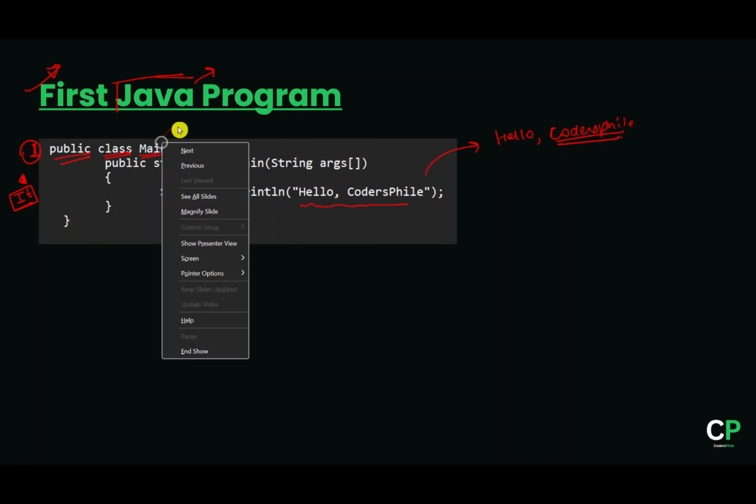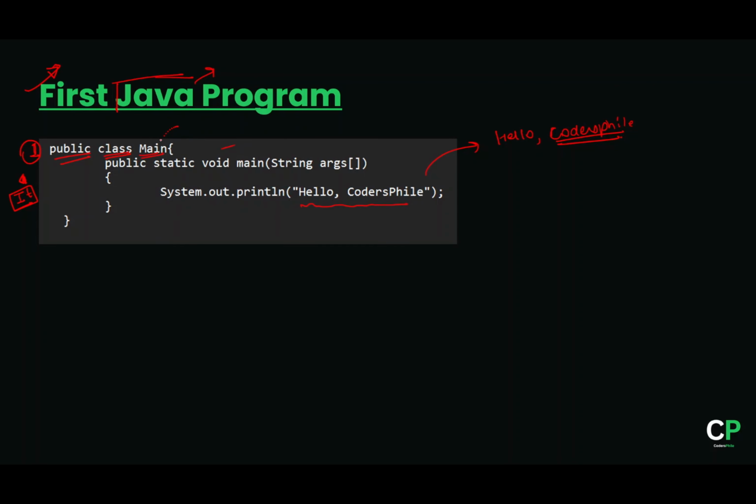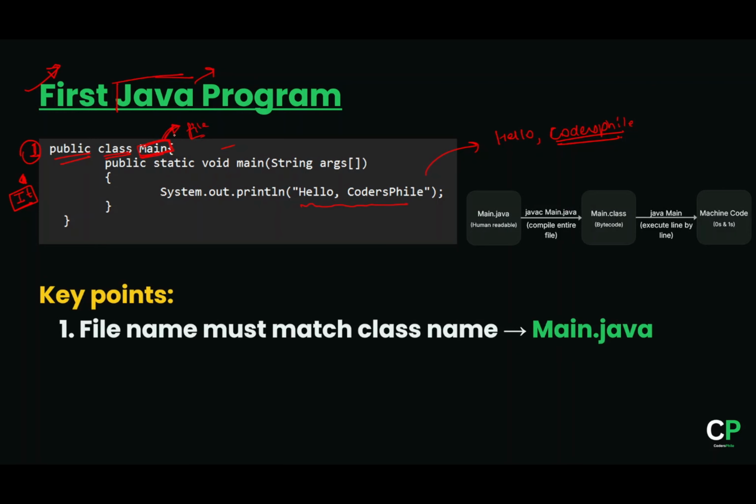One important key point in a Java program is that the file name must match the class name. Here our class name is main, so our file name should also be main.java. It should match our class name.